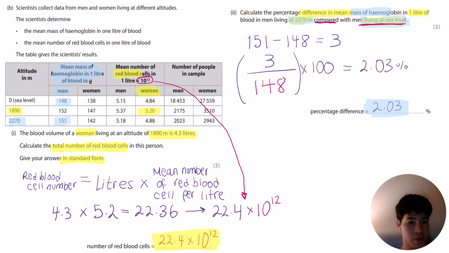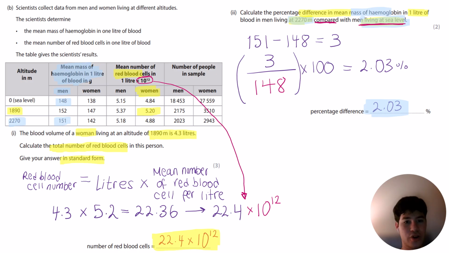So for women, we have liters, which is 4.3, and then the mean number of red blood cells, which is 5.2. So we're going to multiply 4.3 times 5.2 to give us 22.36. However, this will be rounded. Since the 6 is greater than a 5, it's going to round the 3 to a 4, so it's going to be 22.4 times 10 to the power of 12, because it says standard form, and if you read over here, it's given the mean number in liters times 10 to the power of 12. So technically all the numbers you see are 4.84 times 10 to the power of 12, 5.20 times 10 to the power of 12, etc.